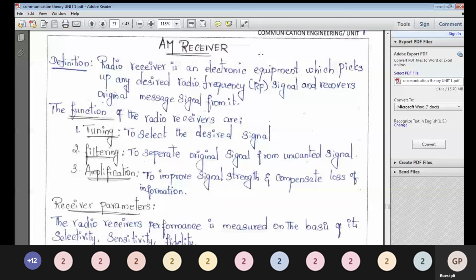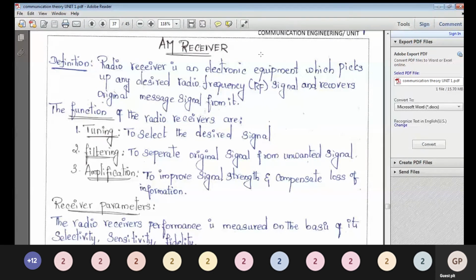Today we are going to see about the AM receiver, the amplitude modulator receiver. The receiver part is important because we are transmitting the signal by using the block transmitter. We are generating a low frequency message signal locally, then doing modulation with the help of a high frequency carrier signal. After modulation, we are transmitting the modulated signal by using a suitable amplifier and antenna. That is over with the amplifier transmitter block.